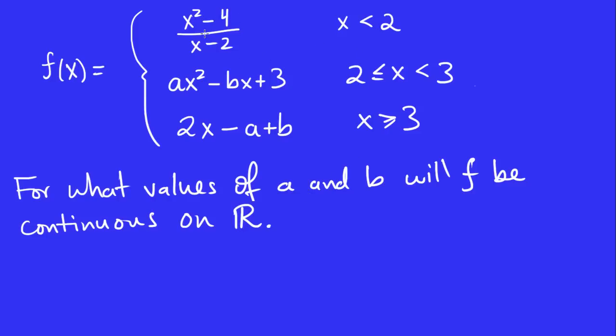Notice that all of these functions, like this is a quadratic, so it's a polynomial, so it's continuous everywhere. Similarly, 2x minus a plus b is a polynomial, so it's continuous everywhere. And this here is a rational function. We didn't mention it yet, but any rational function is continuous as long as the denominator is not 0, right? Remember that limit theorem on rational functions? That we can do the limit just by putting in the number as long as the denominator is not 0.